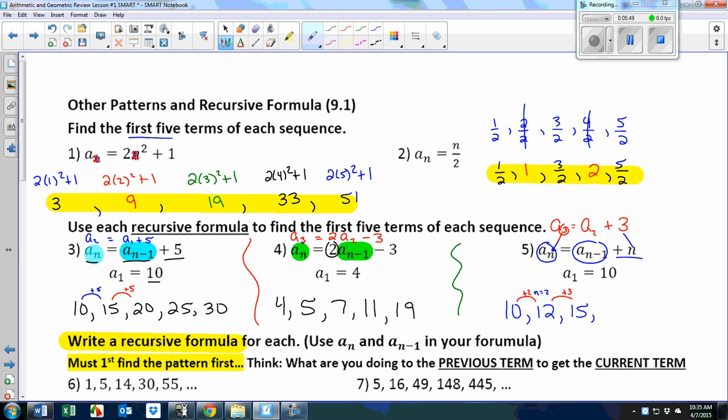To find n equals 4, a sub 4 minus 1 would be 3, and n, so we'll use 4 right there. It's telling us to find the fourth term, take the third, 15, and add 4, which is 19. On the fifth term, just add 5, 24. That's a recursive pattern. A recursive pattern takes the previous term and does something to it to get the next one.